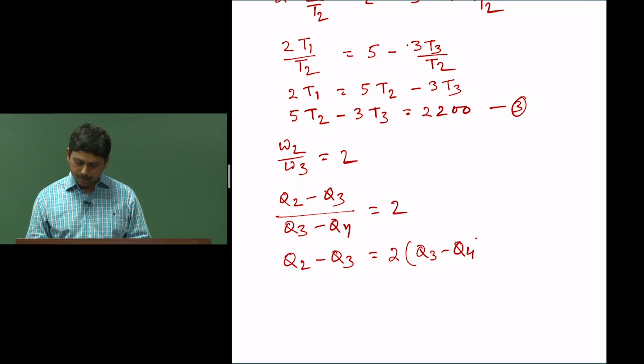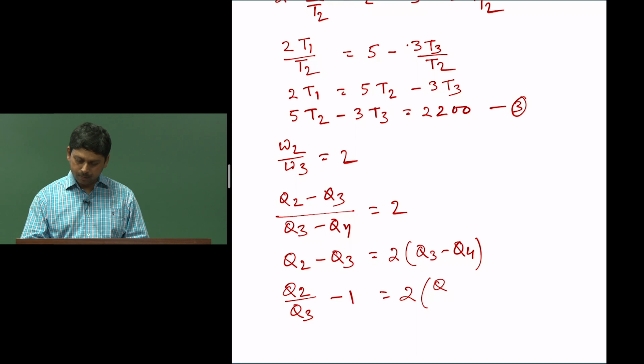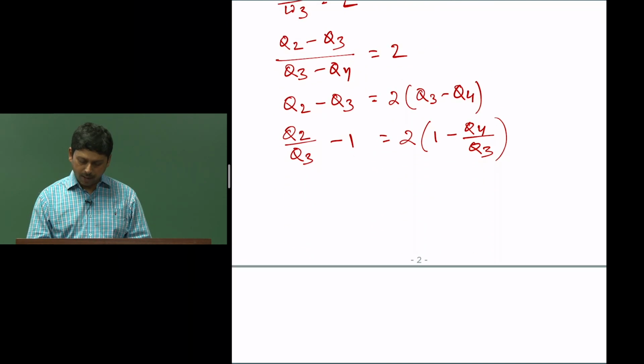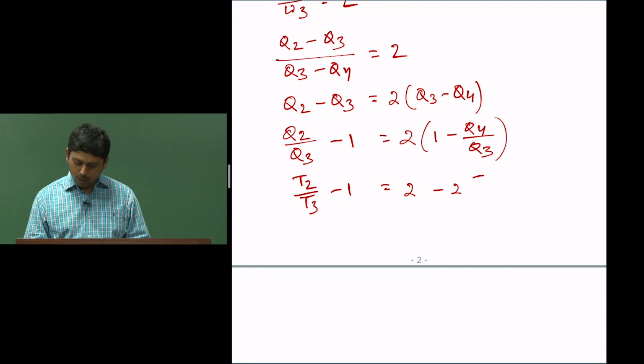times Q3 minus Q4. Now, we can divide both sides by Q3. So, Q2 by Q3 minus 1 is equal to 2 times 1 minus Q4 by Q3, and I can write them as their ratios of temperature. So, T2 by T3 minus 1 is equal to 2 minus 2 into T4 by T3. Simplifying further, T2 by T3 equal to 3 minus 2 into T4 by T3.